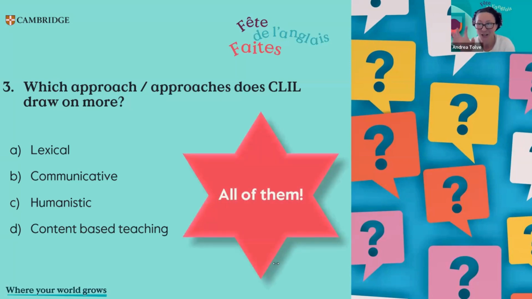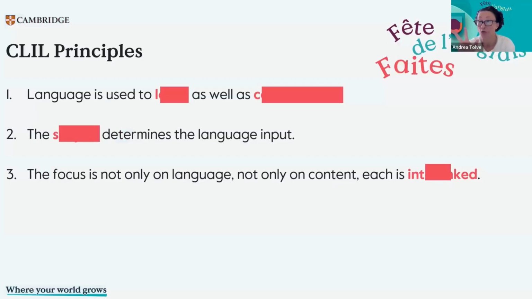So let's take a look at some CLIL principles. Here on the screen, you've got 3 sentences. For the first sentence, I've given you the first letters. Language is used to, as well as. What do you think those 2 key words are that I've covered up? Language is used to, starts with an L, as well as learn and communicate. Thank you, Melody. Exactly. Language is used to learn as well as communicate.